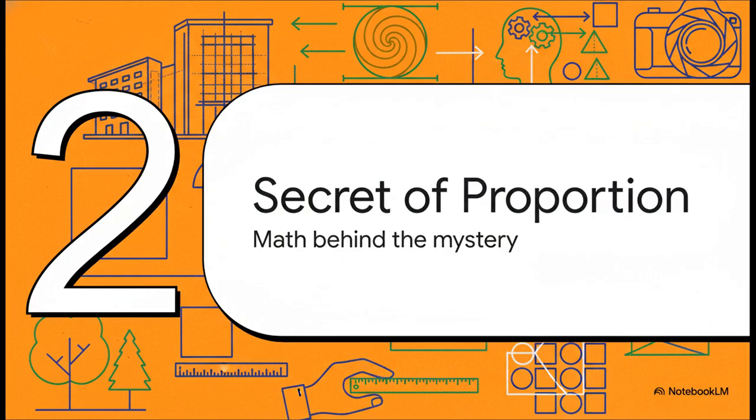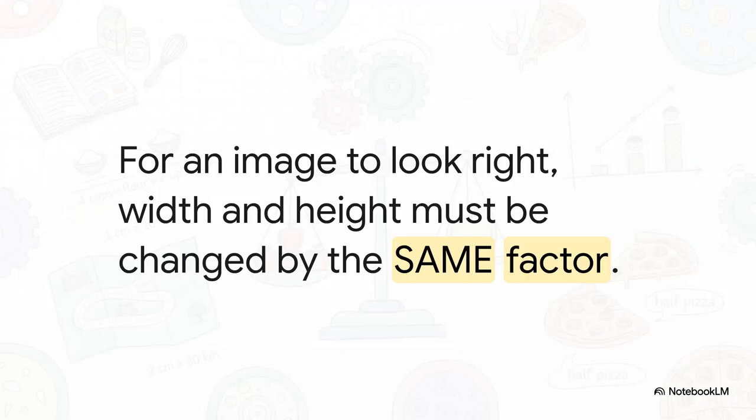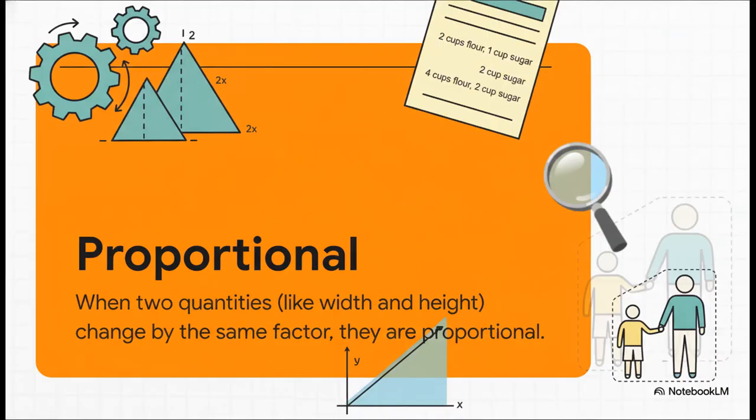This is where we get to the heart of the matter, the big idea that explains this whole mystery. Here's the secret, plain and simple. The good images, their width and height have been changed by the exact same factor. Think about it. If you double the width, you have to double the height. If you shrink the width to a third of its size, you have to do the same to the height. If you don't, you get a wonky-looking tiger. And that brings us to our big word of the day, proportional. When two quantities, like width and height, change by that same factor, we say they are proportional. It's a really powerful idea. When things scale together perfectly, they stay in proportion.